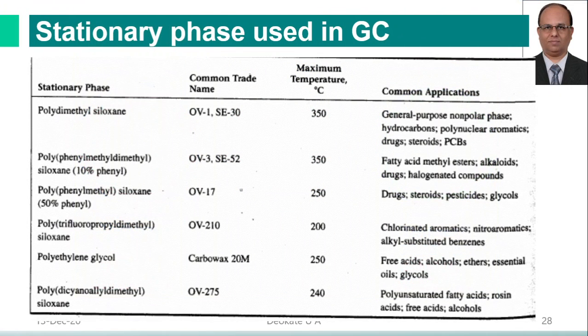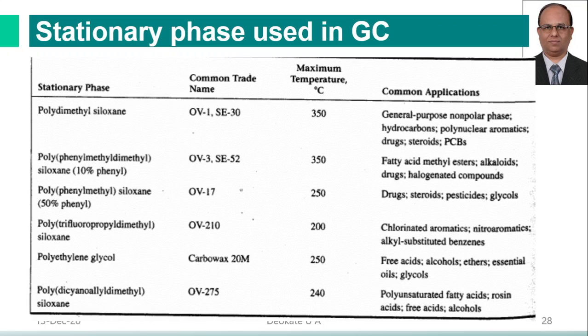The various stationary phases used in gas chromatography are listed in this table. Their trade names are written here: OV-1, AC30. They are polymethyl siloxane columns, general purpose columns. They are non-polar phases; hydrocarbons, polynuclear aromatic compounds, drugs, and steroids can be separated, and they work at 350 degrees centigrade. Some are called OV-3, AC50 through 52 columns.